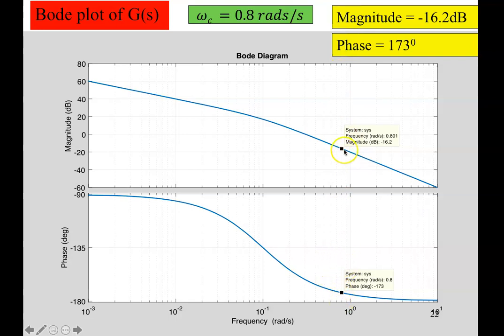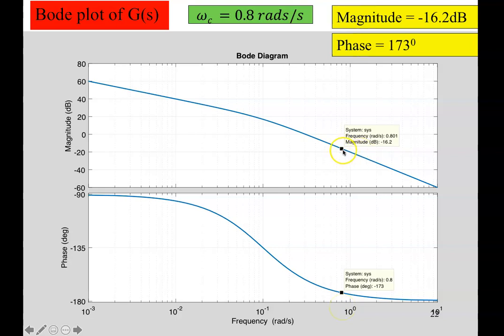For the magnitude, now this is just MATLAB doing a live readout for me. It reads the value for me. For the magnitude, I have minus 16.2 dB. For the phase angle, I have minus 173 degrees. That's what I already have. Without a controller, this will give you a phase margin of 7 degrees, right? Because it is 7 degrees away from minus 180.